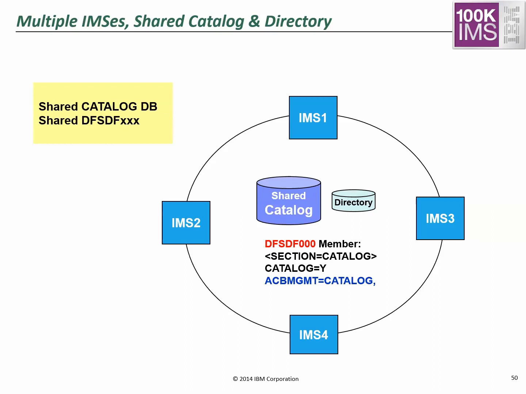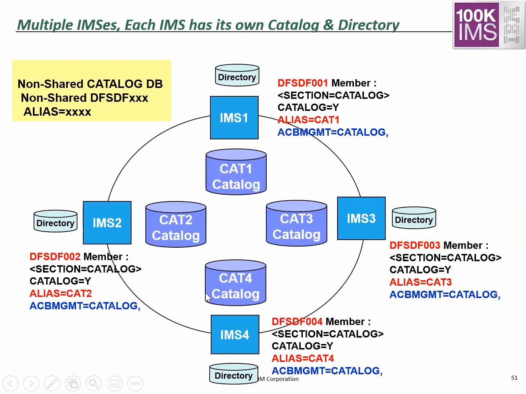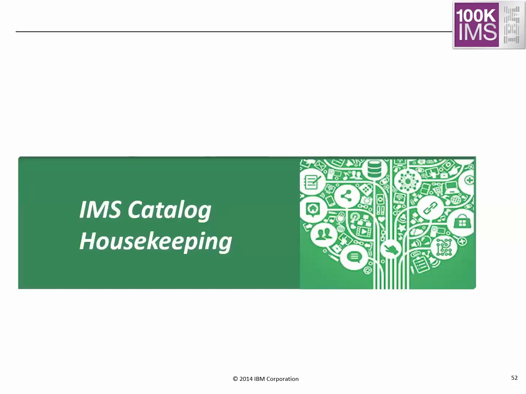So again, if the directory is shared, then you'd have a shared catalog, right? If the directory is not shared, then you would have non-shared catalogs. Each IMS would have its own catalog. And again, you would have to set up aliases for each catalog, right? So those are the different configurations, whether you're using an IMS managed ACB environment or a non-IMS managed ACB environment. And then finally, catalog housekeeping, right?